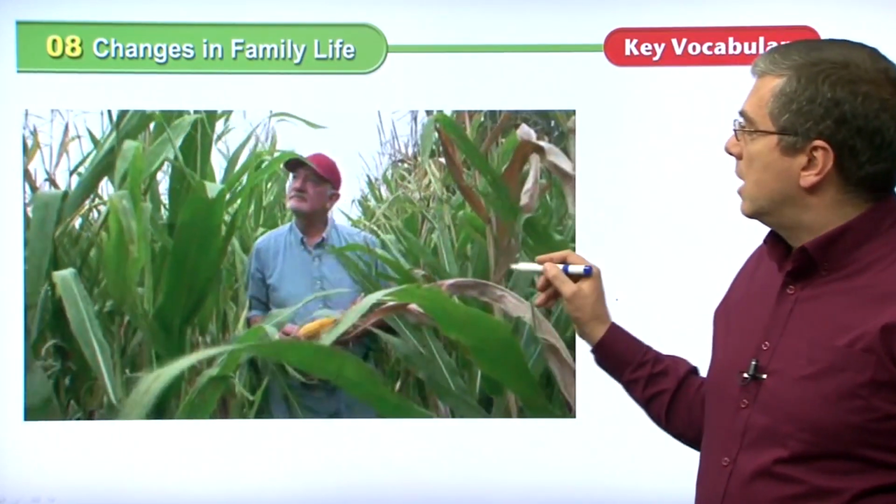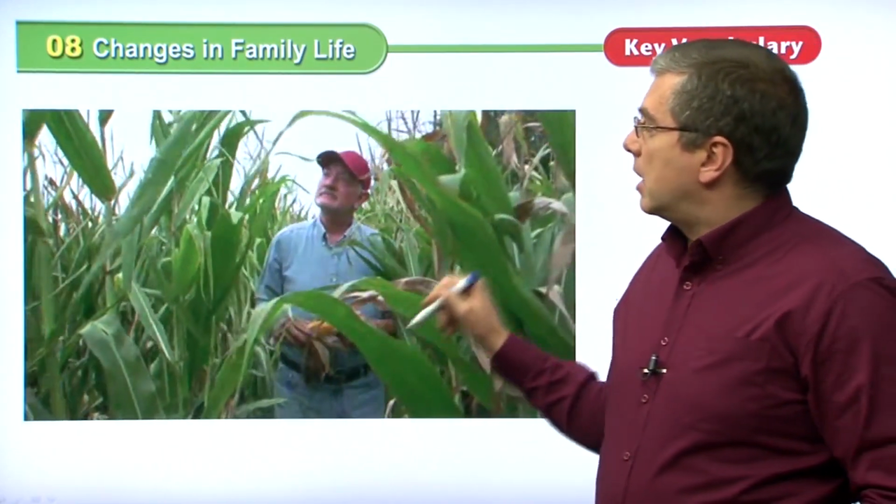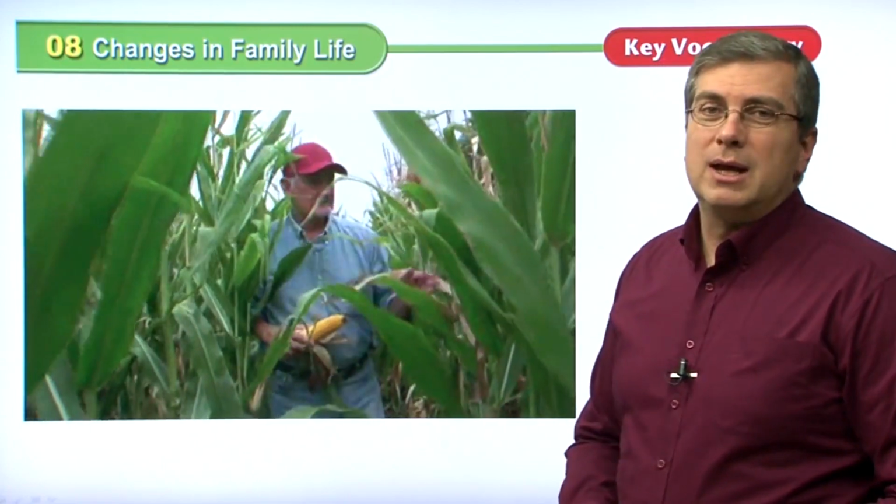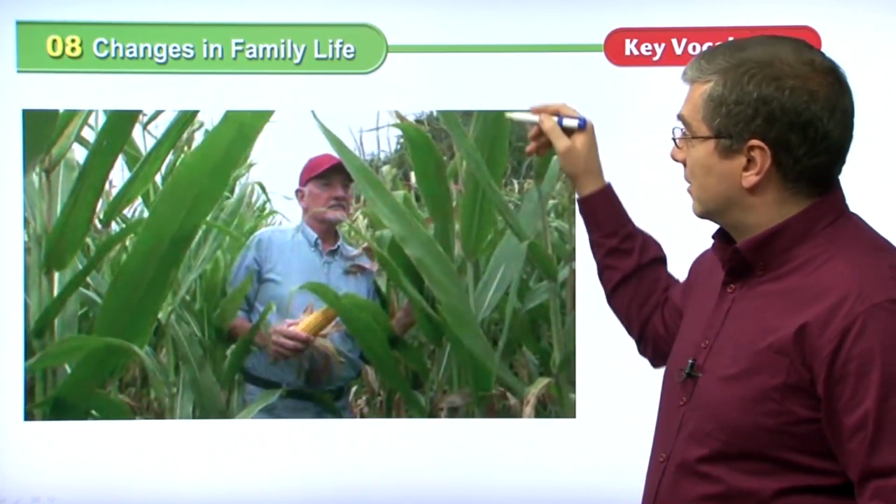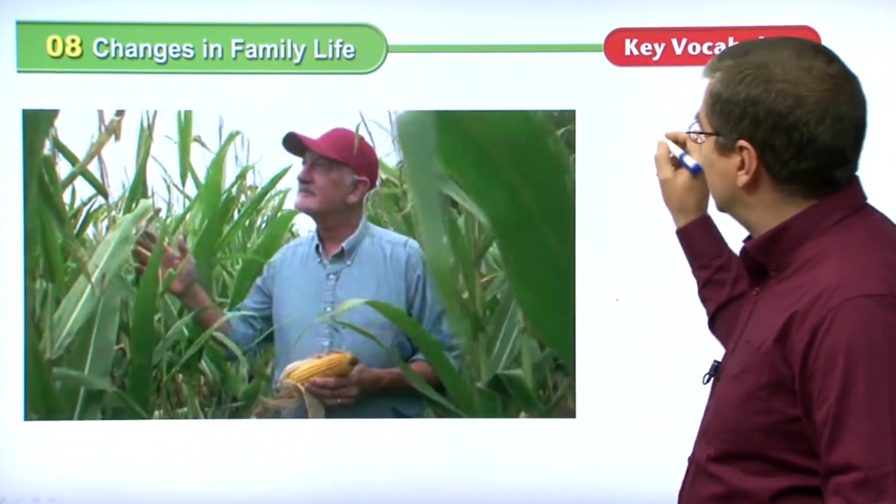Let's take a look at a video. This is a farmer in his field, and he is walking through his land on his farm, and he is growing corn. You see, the corn plants are very high. They're taller than he is. And he's holding an ear of corn in his hand.